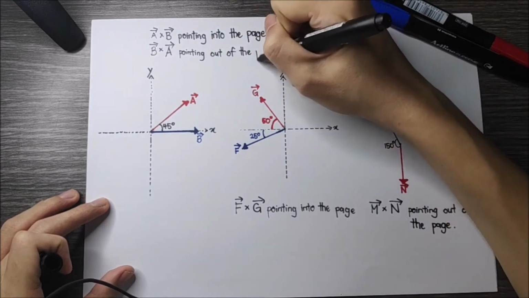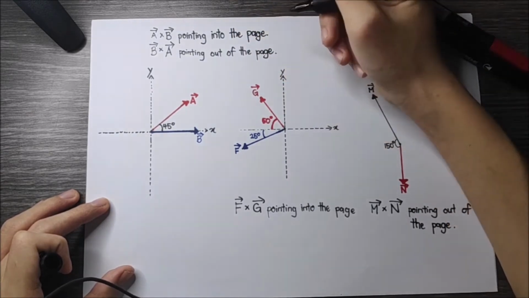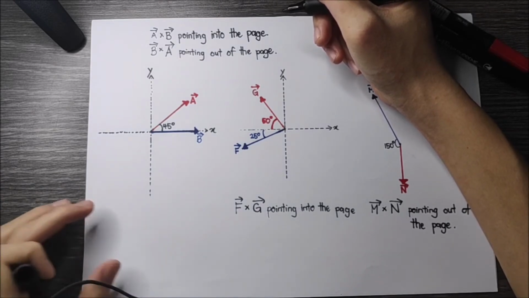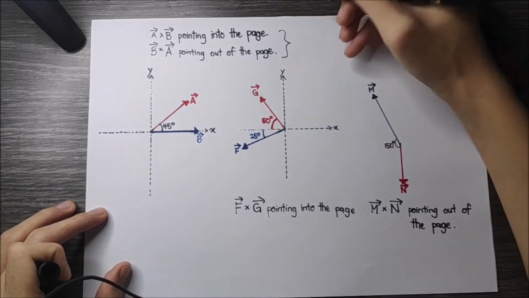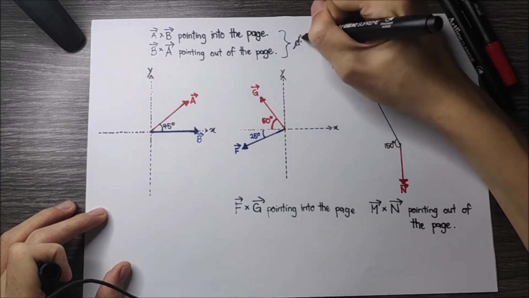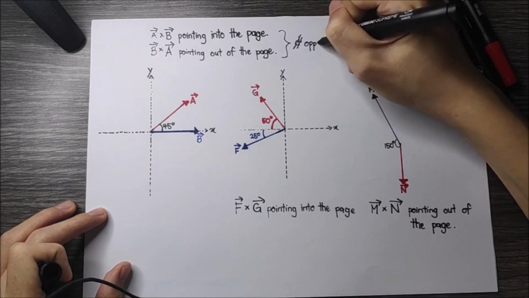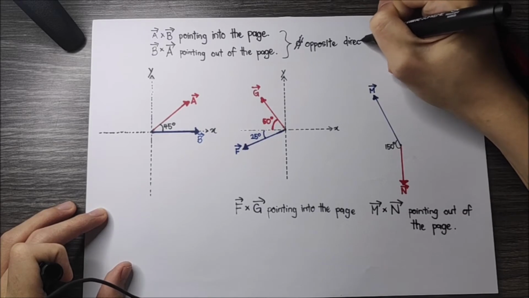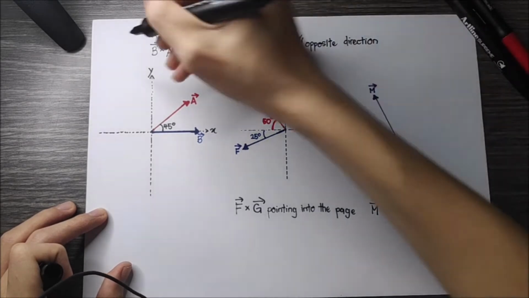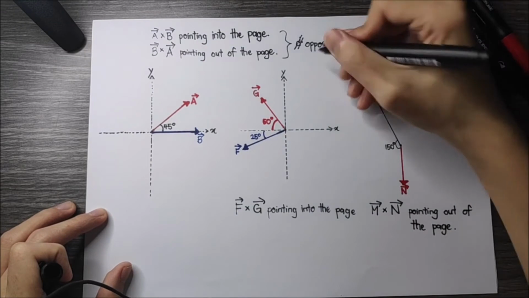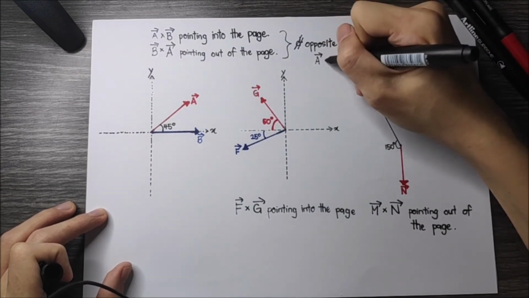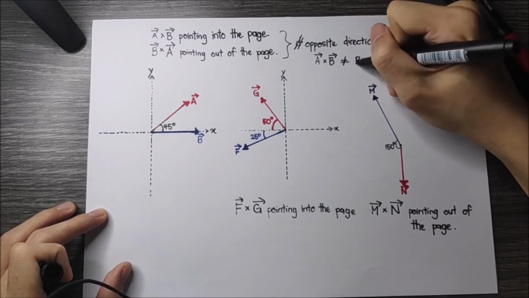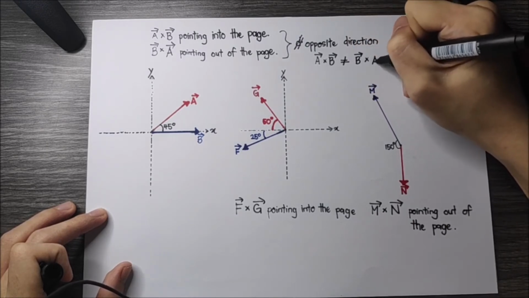What I am trying to show here is if we commute the vectors, the vector product will have the same magnitude, but as you see here, you have opposite direction. And since you have opposite direction, this and this are not equal anymore. So we can say A cross B does not have the same answer as B cross A.